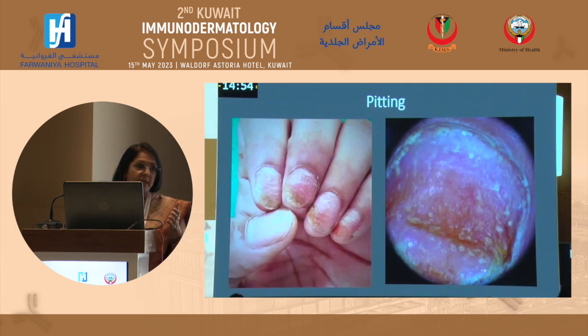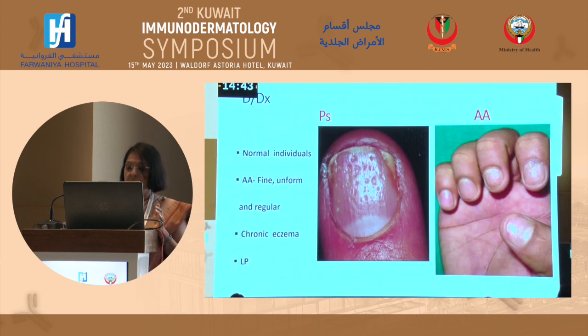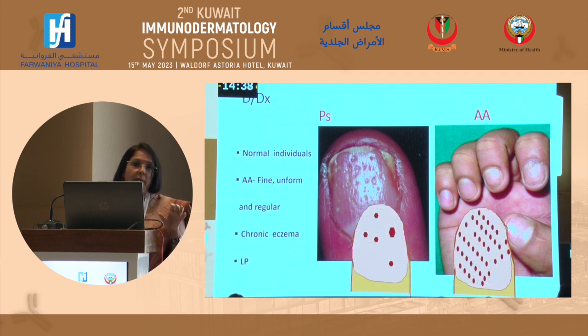Initially they can be covered with white scales, which are parakeratotic columns, and when they fall off, they leave behind pits. The most important differential diagnosis of pits is alopecia areata, where they are very fine and closely packed, while in psoriasis they are irregular and randomly placed, and when a few of the pits become confluent, they form a very big gap, which is known as elkonyxis. Coming to leukonychia, it is seen in 20% of the patients.